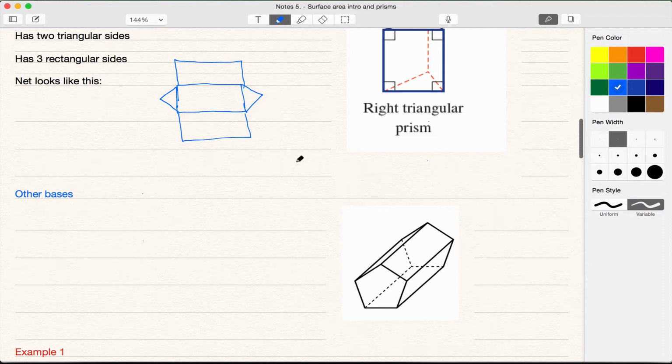Hopefully you're seeing a bit of a pattern, and you could now have a go at doing this for any based prism. I've got a complicated looking one here. It's got five sides, so it's a pentagonal based prism or pentagonal prism. And if you were to draw the net of that one, you might like to pause and have a go at drawing it now for yourself. If you've had a go, this is what you should have, something like this.